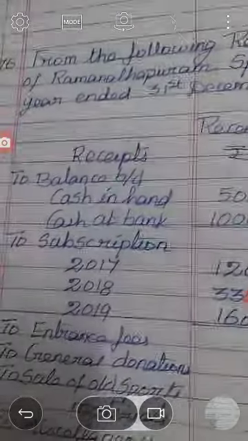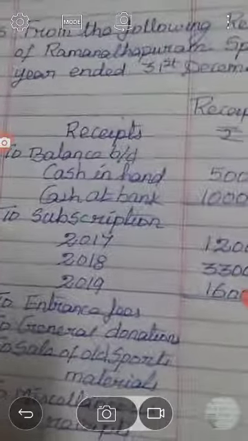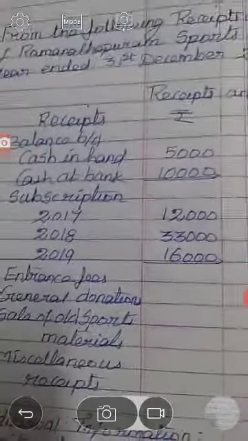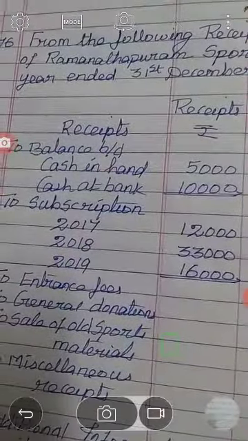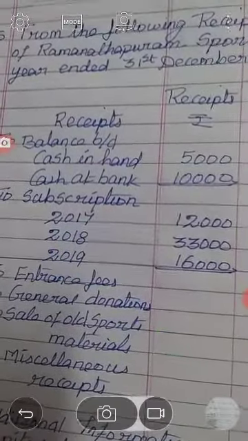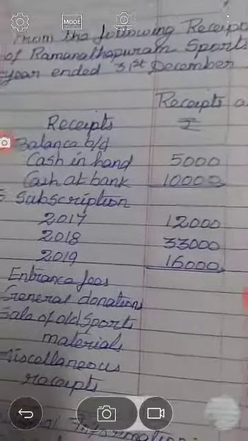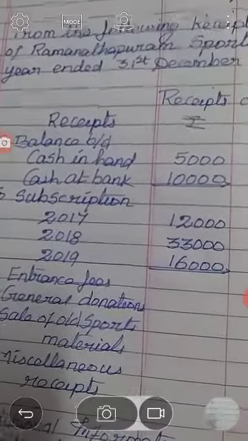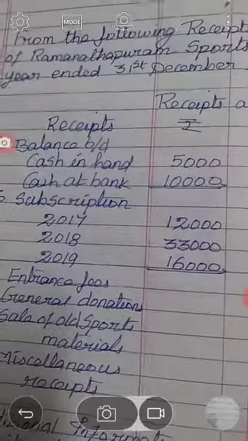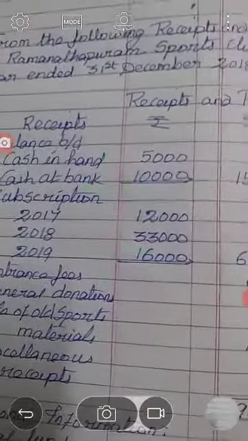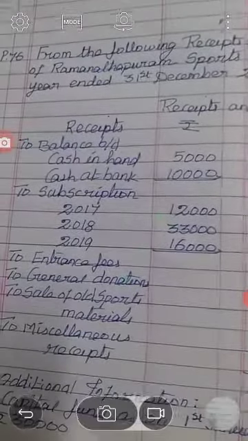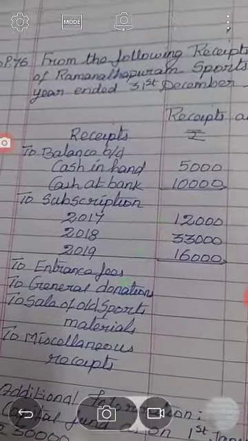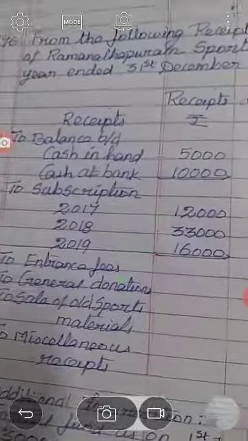On the receipt side, to balance b/d: cash in hand 5,000, cash at bank 10,000, and the outer column 15,000. Then to subscription, three years are given: 2017, 2018 and 2019. 2017 is the previous year, 2018 is the current year, and 2019 is the subsequent year. Then to entrance fees, to general donation, to sale of sports materials, and to miscellaneous receipts.